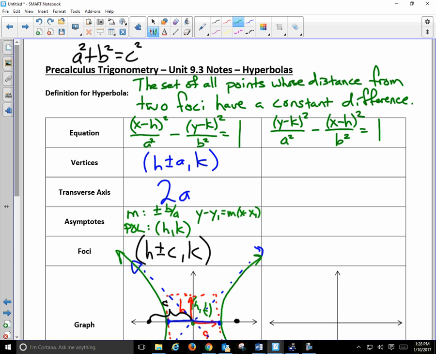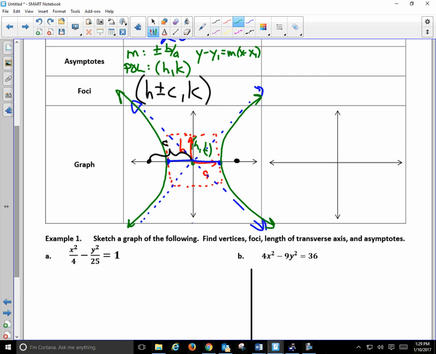So what is the big difference between these two equations? It doesn't matter whether a is bigger or not than b. The difference is subtraction. Here, x is positive. Here, x is negative. So when it goes horizontal, x is positive. When it goes vertical, y is positive. That's the important indicator that you need to see in determining whether it goes up or down. So this one's going to go up and down.